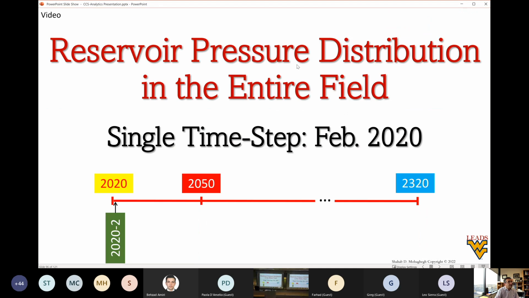This one is reservoir pressure distribution for the entire field in one time step. I showed you one layer at so many different times. Next, I'm going to show you one time at all the layers. Then at a third time, I show you 3D. Again, this was not done based on pictures. This was not done based on layers. This was done based on cells. So we can do it.